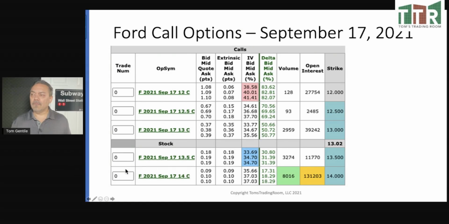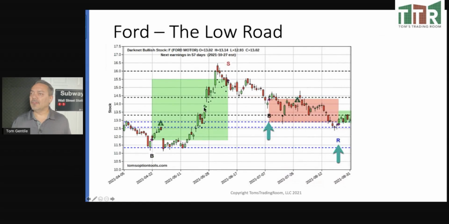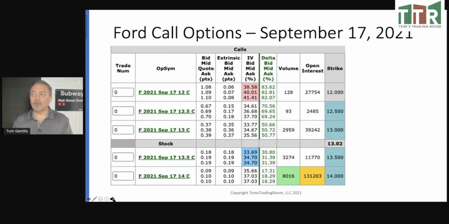If we're looking for Ford to go up to, let's say, even 14, even if it comes back up here to 14 or 14.5, we're talking about 14 would give us more than a double on that trade. So Ford doesn't have to go very far.